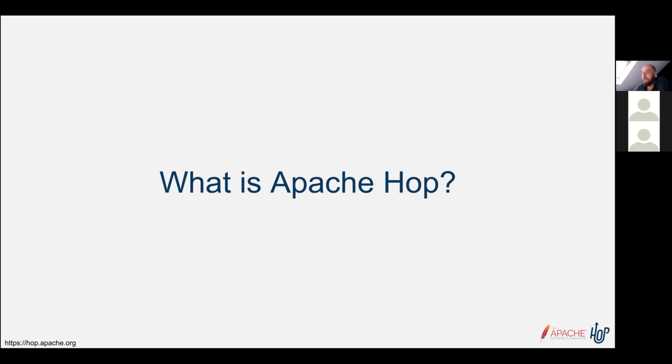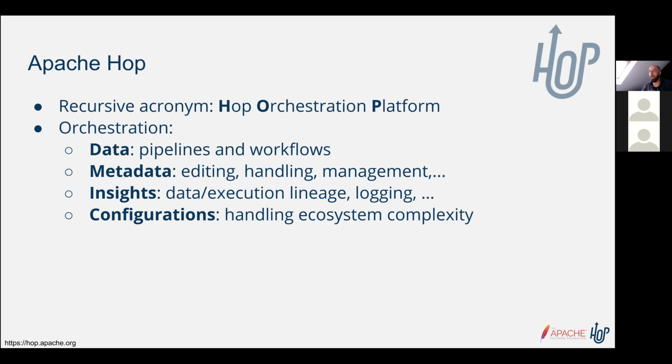So first of all, what is Apache Hop? Hop is a recursive acronym for Hop Orchestration Platform. At the introduction, you asked if you pronounced that correctly. One of the reasons we chose Hop as a name is because we wanted a project name that is short and close to impossible to mispronounce or misspell.